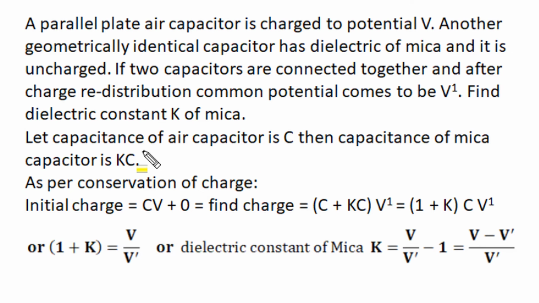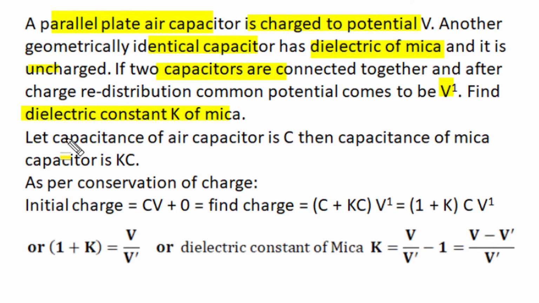Let's understand another example. A parallel plate air capacitor is charged to potential V volt, and there is another geometrically identical parallel plate capacitor but with a dielectric of mica, and this second mica capacitor is uncharged, and now the two capacitors are connected together, and after charge redistribution the common potential comes as V dash. We have to find out the dielectric constant K of mica.